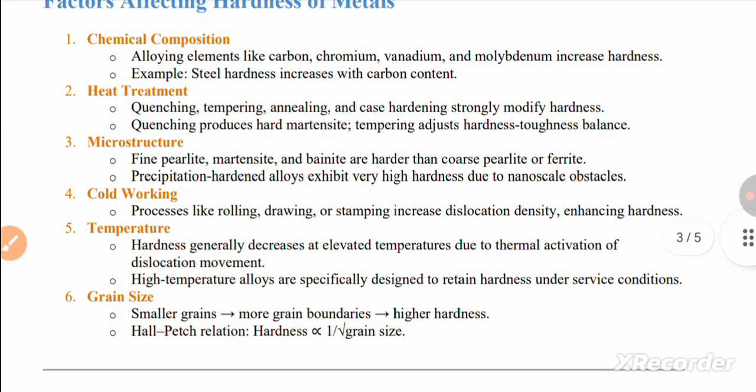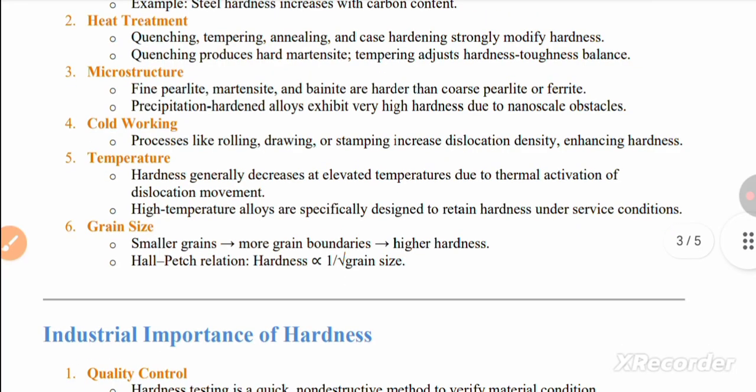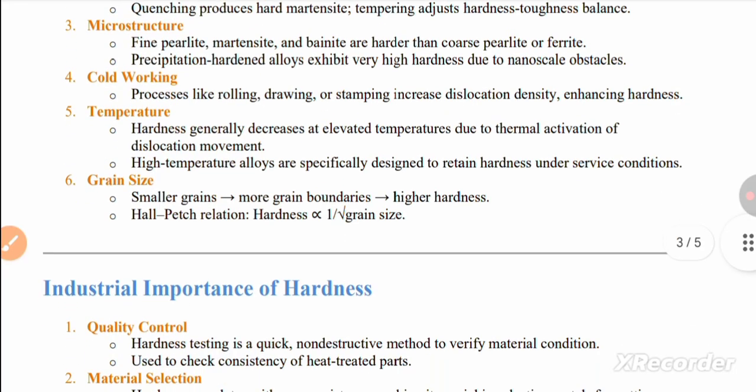The fourth factor is cold working. Processes like rolling, drawing, or stamping increase dislocation density, enhancing hardness. The fifth factor is temperature. Hardness generally decreases at elevated temperatures due to thermal activation of dislocation movement. High temperature alloys are specifically designed to retain hardness under service conditions.